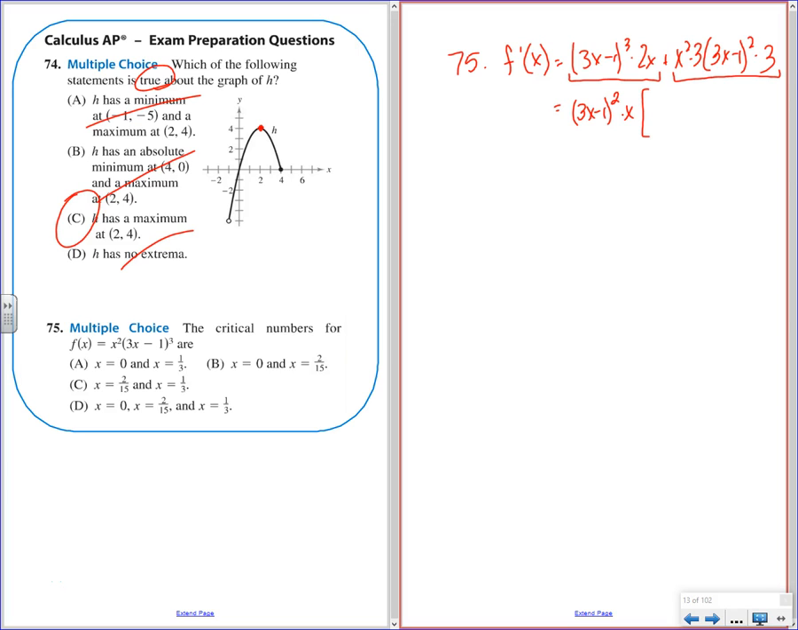Did you not bring down the 3? Bring down the 3 for the power rule. I think that's what you forgot. Bring down the 3, make it a 2, and then times u prime, the derivative of 3x minus 1.